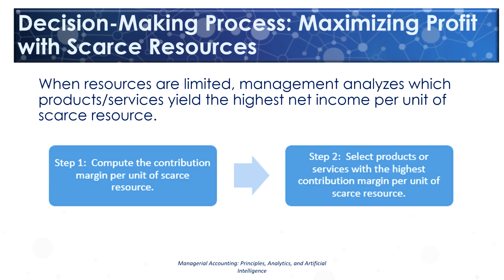Step 1. Compute contribution margin per unit. That's contribution margin equaling sales price minus variable costs. Step 2. Compute contribution margin per scarce resource unit. Contribution margin per scarce resource equals the contribution margin divided by scarce resource required. And finally, step 3, prioritize production of the products with the highest contribution margin per scarce resource unit. This approach ensures the limited resource is used in the most profitable way.